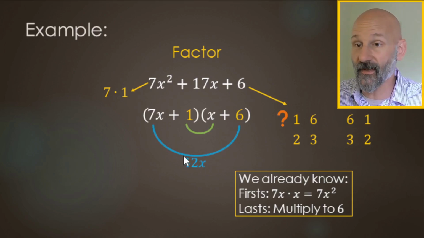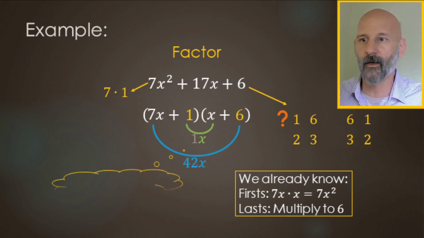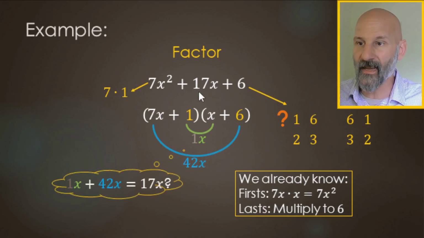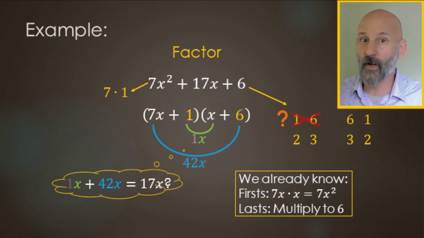Okay, so here we go. The outers first, 7x times 6, that's 42. And then 1 times x, that's a 1x. And then we're checking, is that going to make a 17x? In this case, no. 42 and 1 make 43. So we're not even really that close. So we know it's not a 1 and a 6. So now we check another one.